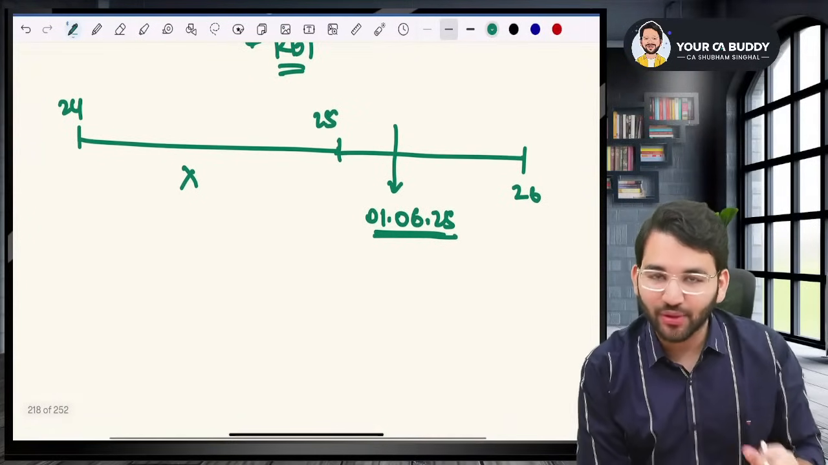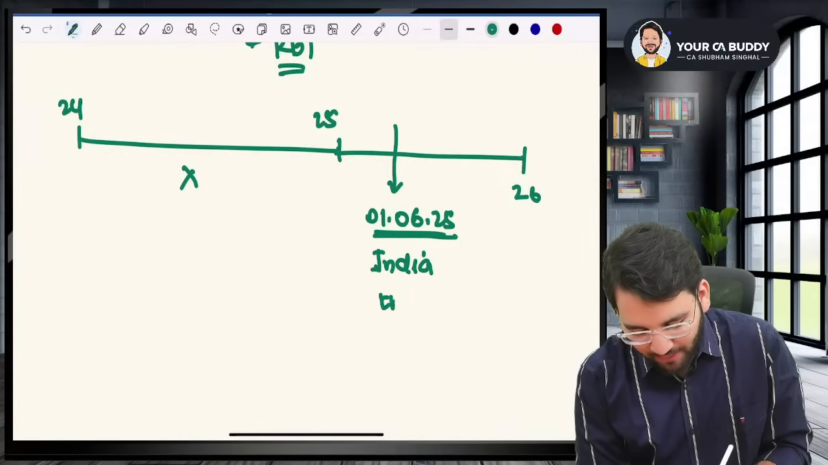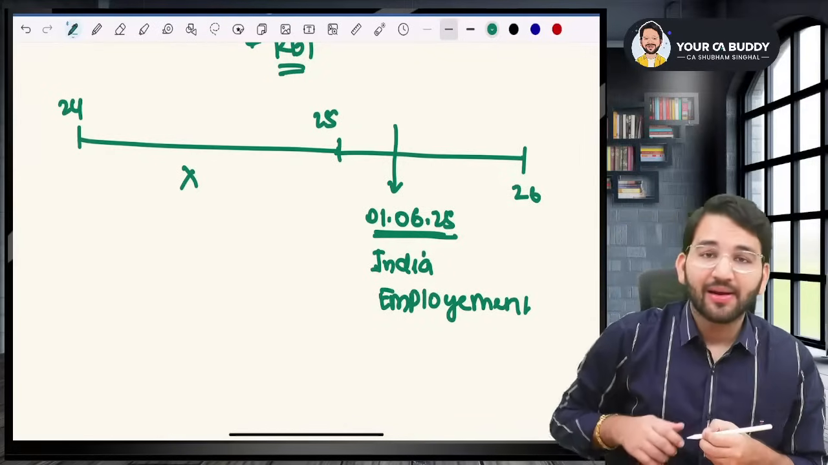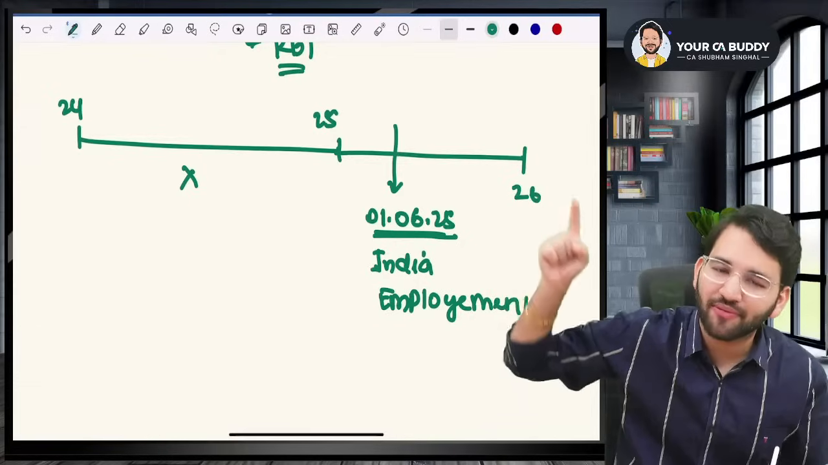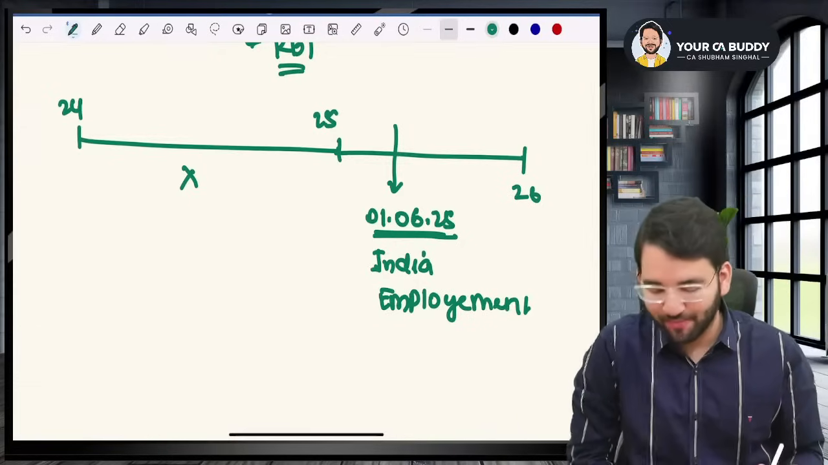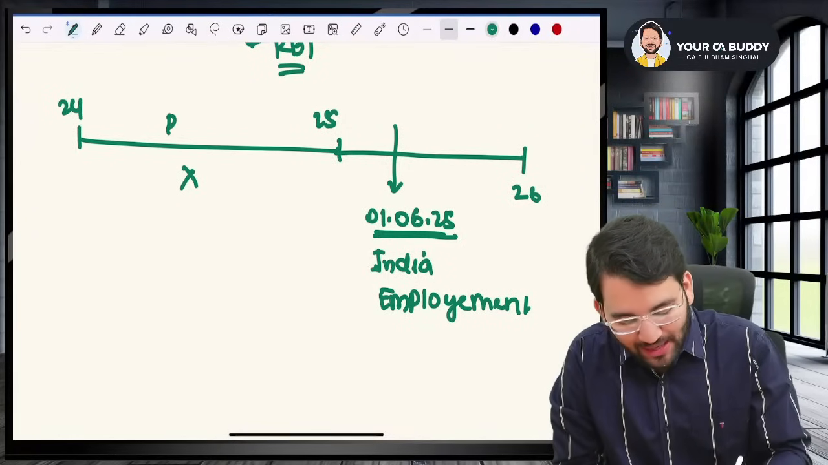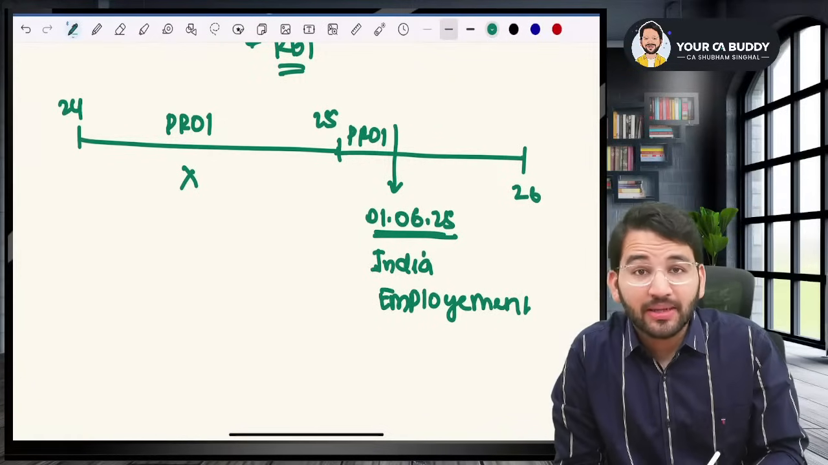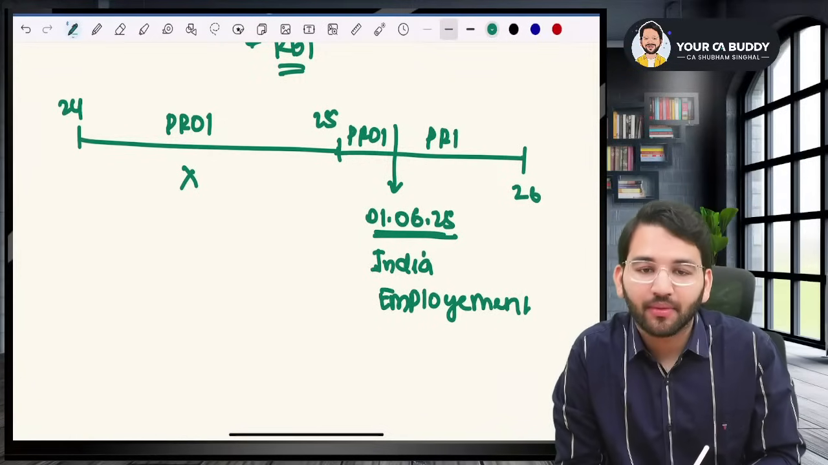Guys, in this case, listen to me very carefully. For the last year, I was not in India. I came to India for the first time in my life and I came here for employment. Then, in that case, sir, you will be a PROI last year, of course. You will be a PROI at the start also. But the day you came in India for employment, you will become a PRI.